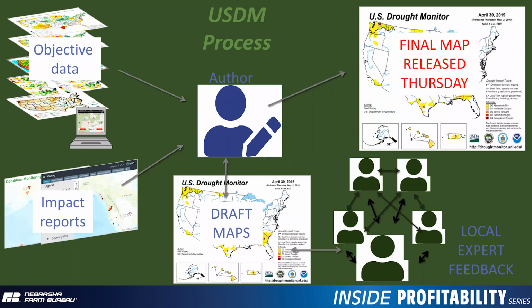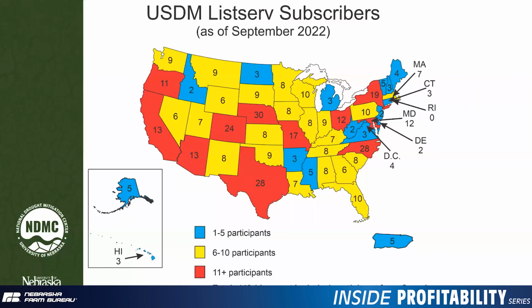Now, keep in mind that the data cutoff is Tuesday morning. We release the map on Thursdays around 7:30 a.m. Central Time, and the data cutoff is 7 a.m. on Tuesday morning. So if it rains Tuesday evening, Tuesday night, or Wednesday, that will be captured on next week's map.